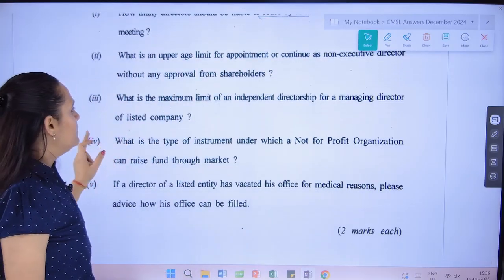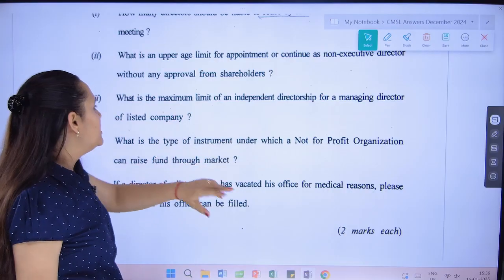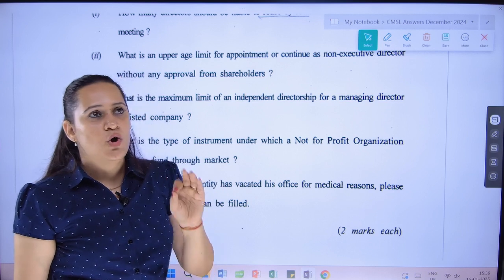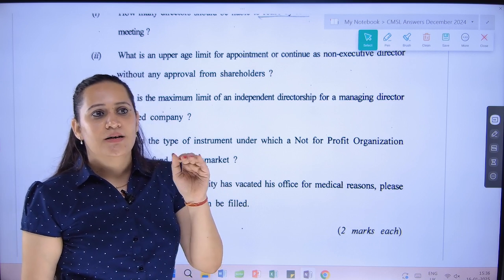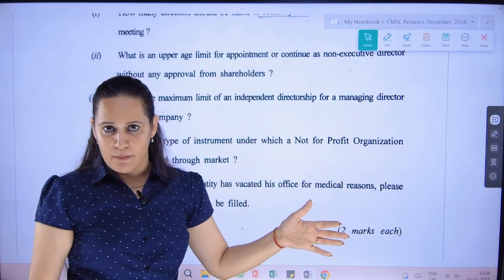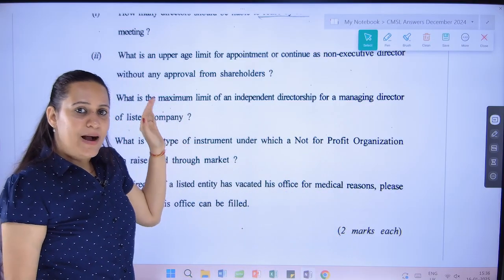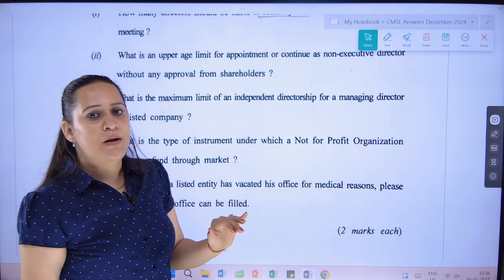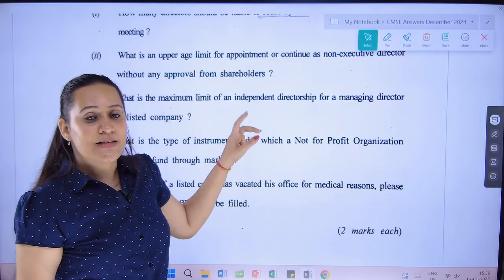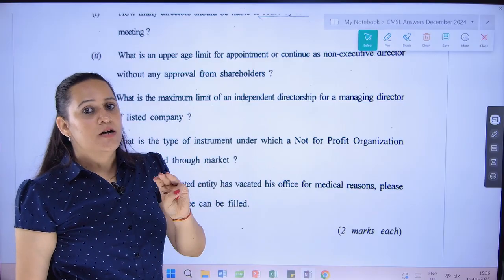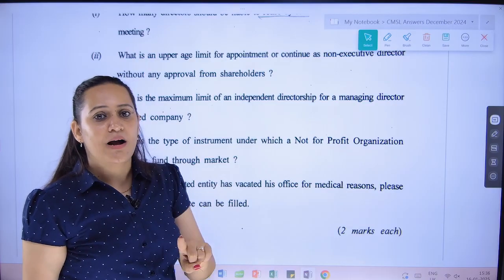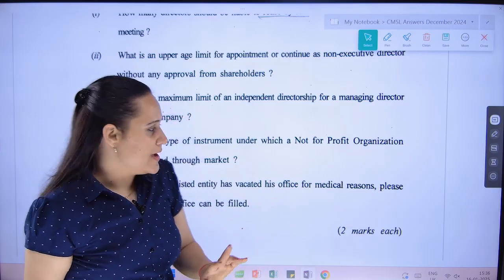What is the maximum limit of independent directorship for a managing director of a listed company? So, if you are a whole-time managing director of one listed company, there is a restriction that you cannot be an independent director in more than 3 other listed companies. So, here the managing director was already an independent director in 2 listed companies and 1 unlisted company. He is getting offers from 3 more companies. So, that is going to cross the threshold. He cannot accept all the offers. He can accept any one company's offer of becoming an independent director.